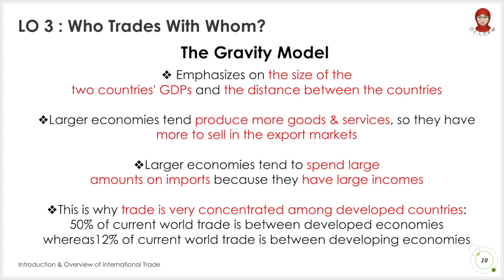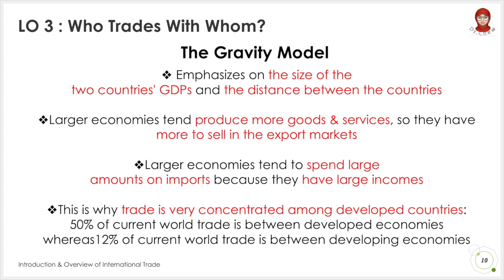Why? Larger economies tend to produce more goods and services, so they're able to sell more in the export markets. At the same time, larger economies tend to spend a large amount on imports because they have large income. Why do they have large income? Because they're able to sell more in the export market. They're able to generate high incomes from the export market, hence they have large income to spend on imports.